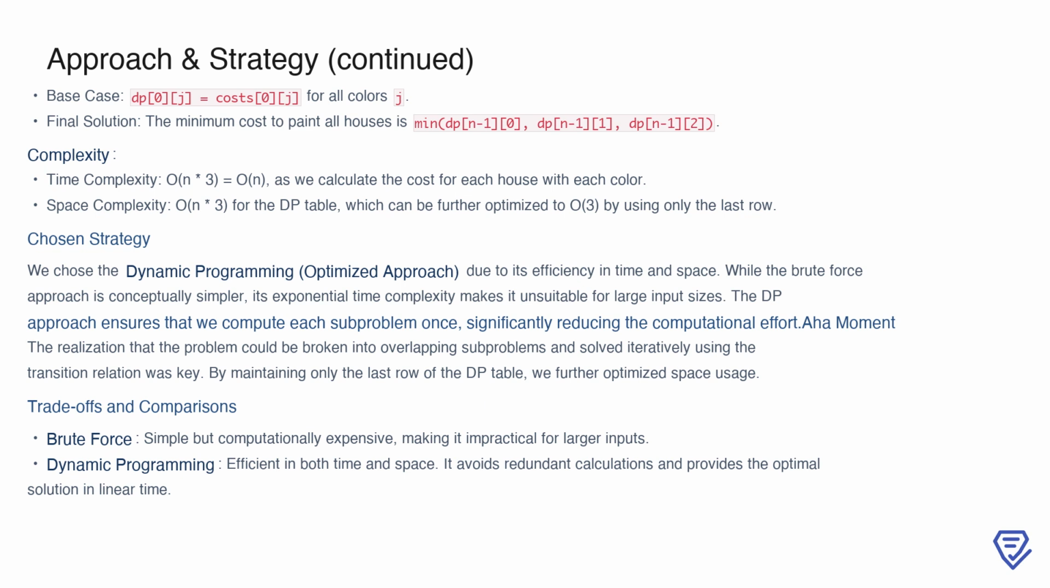In terms of complexity, this approach is highly efficient. The time complexity is O(n), as we compute the cost for each house in each color exactly once. The space complexity is O(n*3) for the dp table, but we can optimize further to O(3) by storing only the last row of calculations. This optimization reduces memory usage significantly without compromising the correctness of the solution.